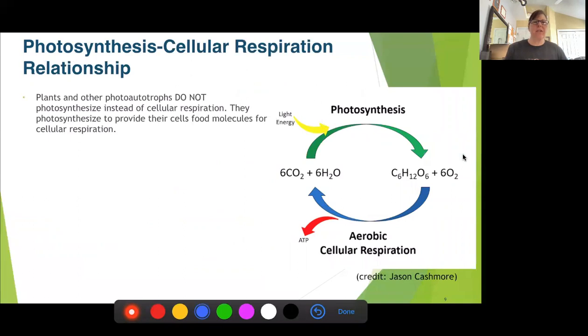Plants and other autotrophs do not photosynthesize instead of cellular respiration. They actually do both. In photosynthesis, they have their chloroplasts, which use their inner membrane as a substitute for the thylakoid membrane, which we'll talk a little bit about. They make their food, and then they take that food and break it down by cellular respiration. So they do both.